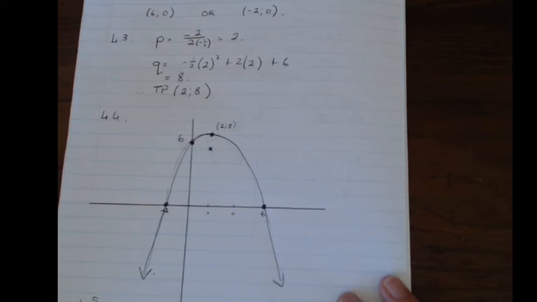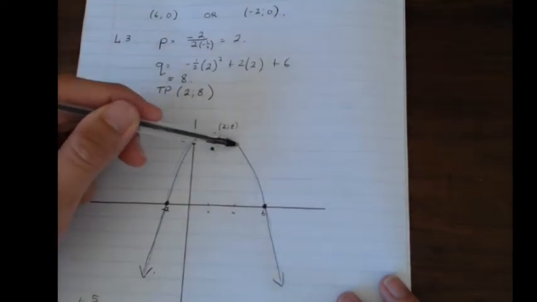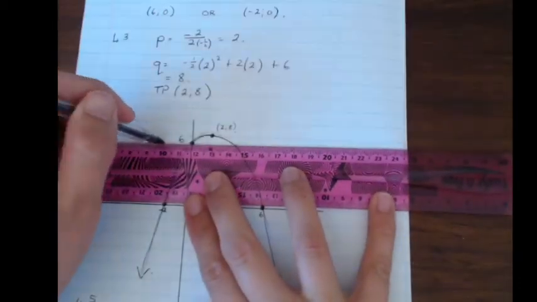4.5 says use the graph to determine the values of x for which f(x) is bigger than 6. Okay, so for that part, the f(x), there's 6, right?